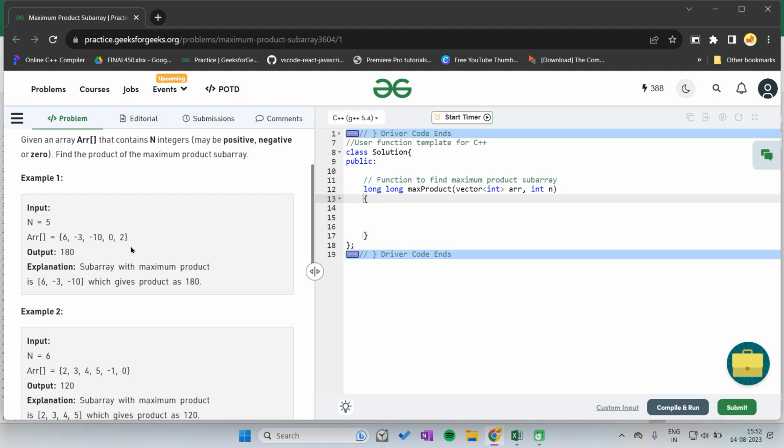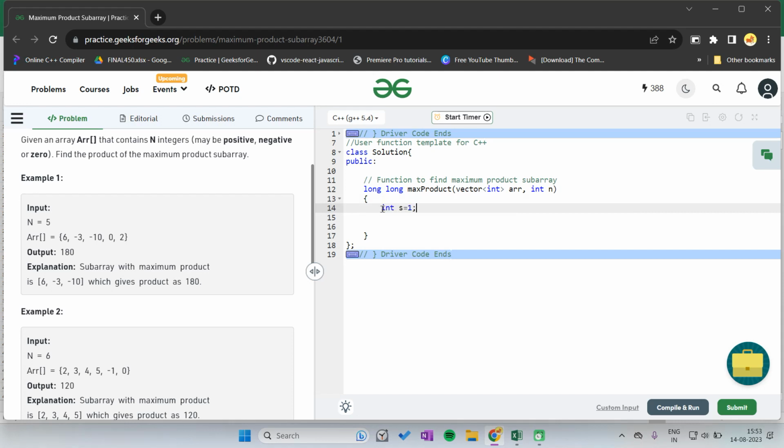If there is any zero, then we have to ignore it, because multiplying any number by zero makes it zero. In this example, 6 minus 3 is minus 18, which is less, but if there is one more negative number, then the negatives cancel and it will give a greater value. And if it is zero, then the product will be zero, so it will not count.